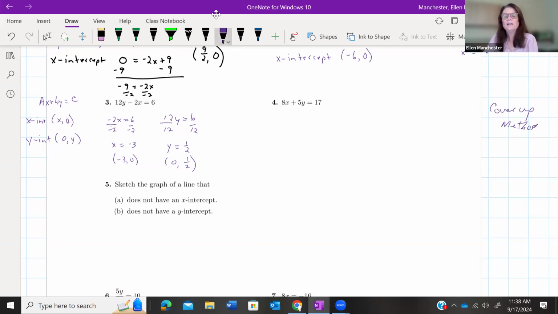This intercept method is what I call the cover-up method, because you're literally covering up. I wish I could cover it up for you. So if I cover up the x, it tells me what I'm solving for. I'm solving for y, right? So that's going to be my y-intercept. So I end up with 5y equals 17. I'm almost done. Hang in there. So we get 17 over 5. So my y-intercept, when x is 0, the y value is 17 over 5.